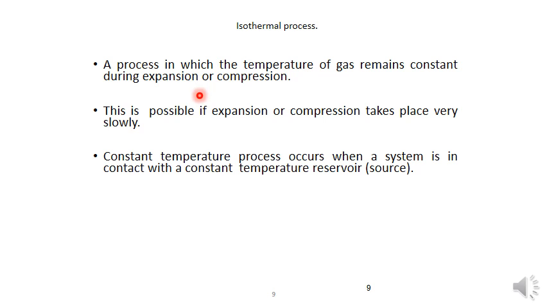This is possible if expansion and compression take place very slowly. When that happens, the temperature is constant. Only the expansion or the compression takes place slowly. An isothermal process occurs when the system is in contact with a constant temperature reservoir, or a source. So what does an isothermal process mean? A process in which the temperature of a gas remains constant during expansion or compression.